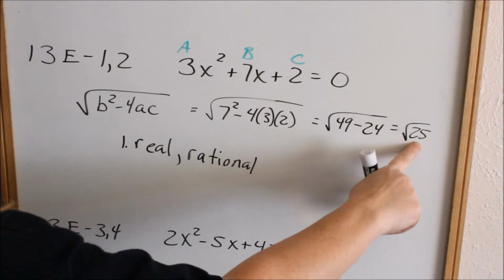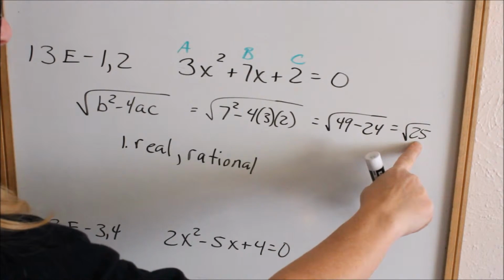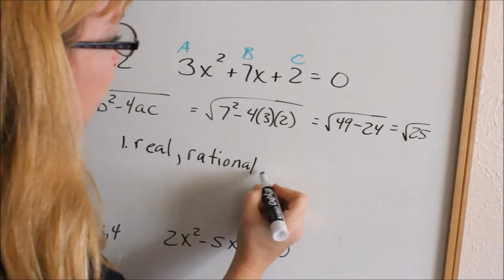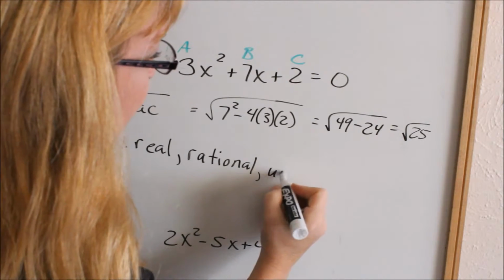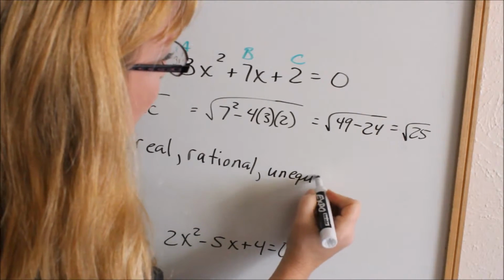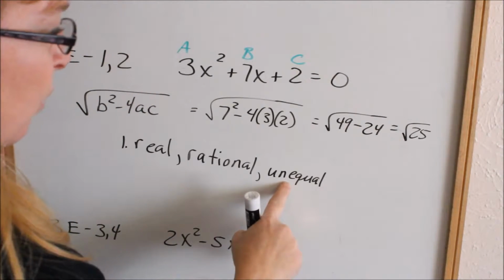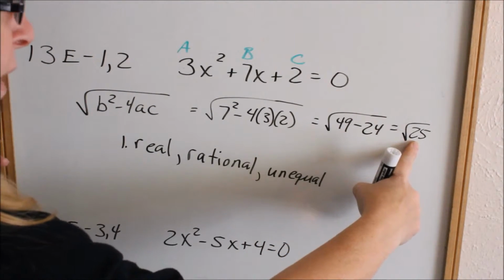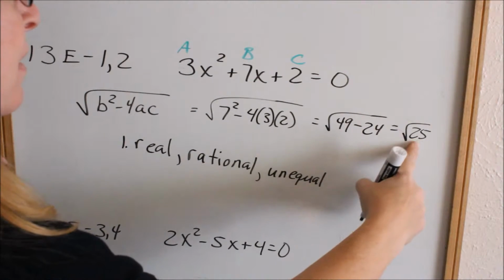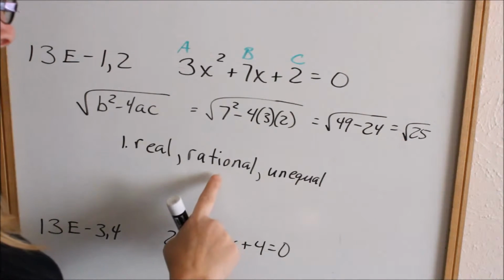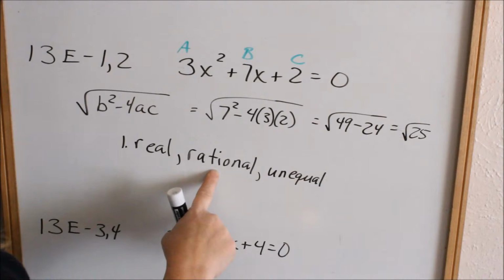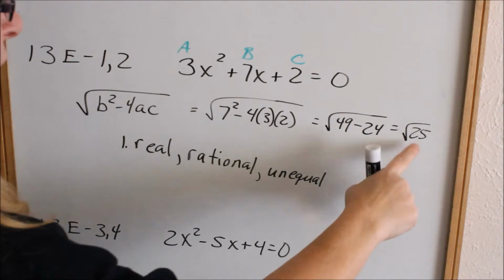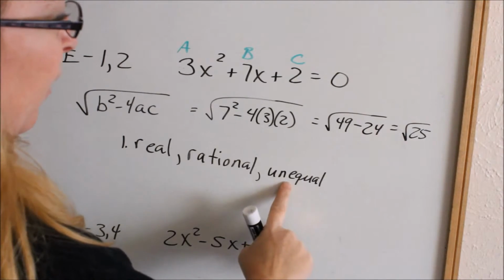And there's only one special case, when the discriminant equals 0, your solutions are equal. So here I know my solutions will be unequal, because there's only one special case where your solutions are equal. So the square root of 25 is a real number. That's how I got that. Then when this is a perfect square, it tells me they will be rational. And then there's only one special case where they're equal, and this is not it, so they are unequal.